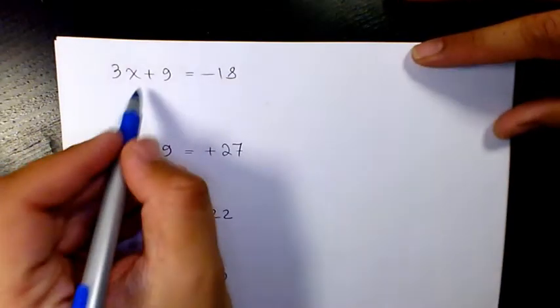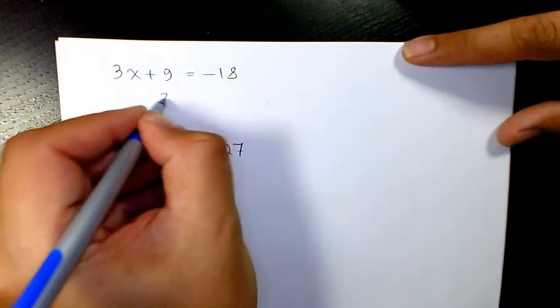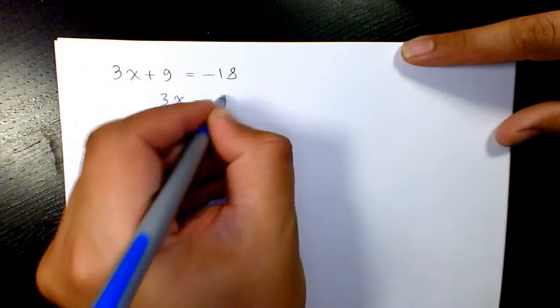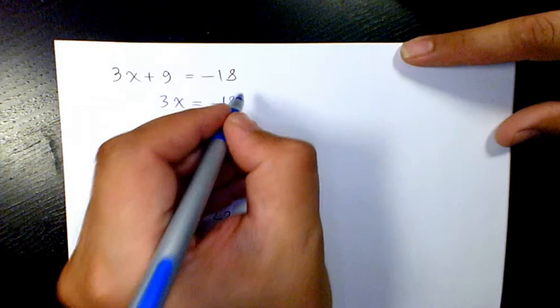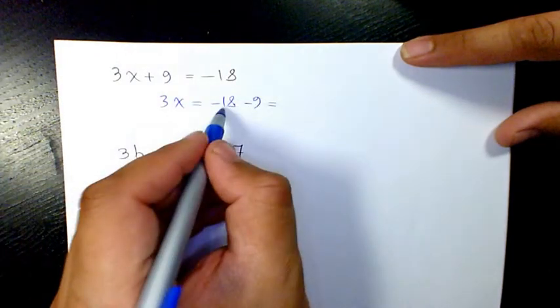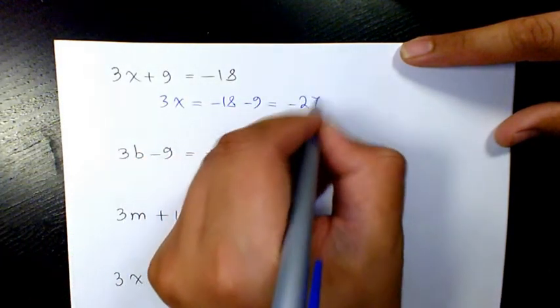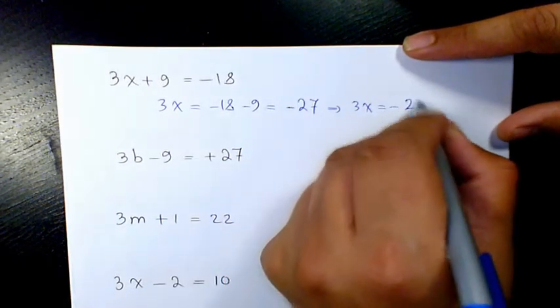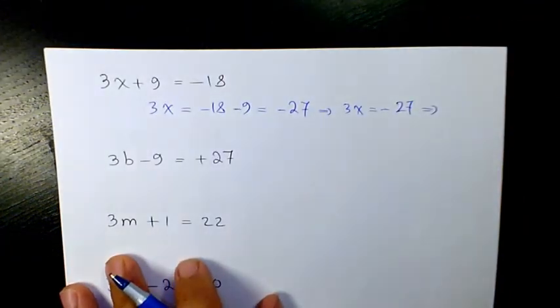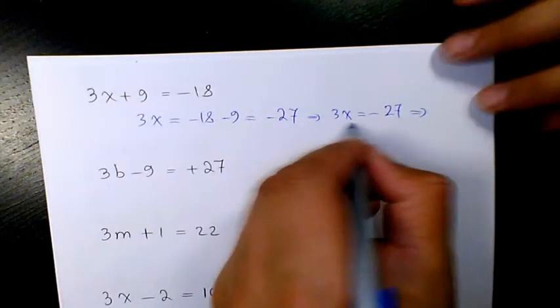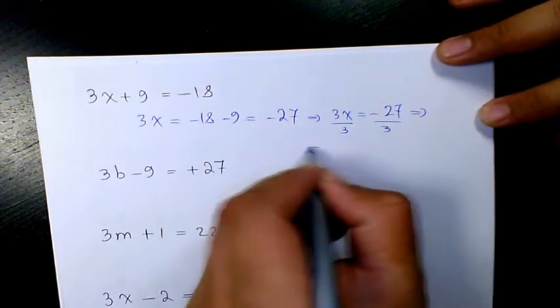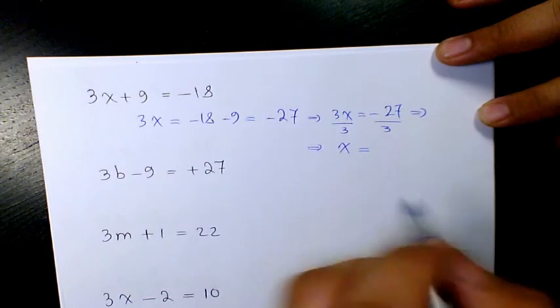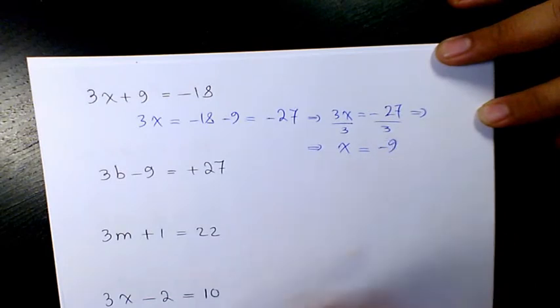Next one, 3x plus 9 equals negative 18. So I keep 3x on the left hand side. You have negative 18. You move 9 to the right hand side, so it becomes negative. Negative 18 and negative 9 is going to be negative 27. So we have 3x equals negative 27. I need to divide both sides by 3. So 3x divided by 3, negative 27 divided by 3. So it's going to be x equals negative 27 divided by 3 is negative 9.